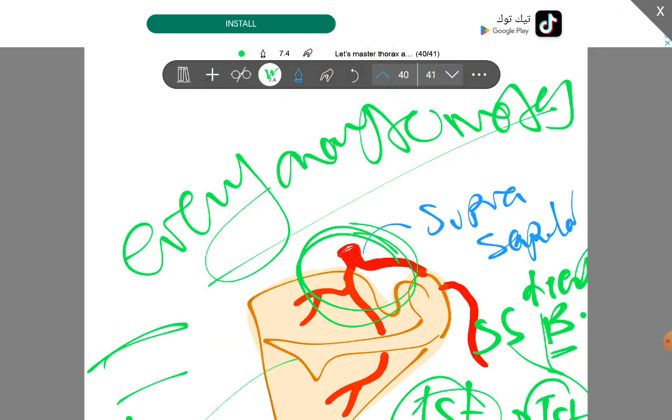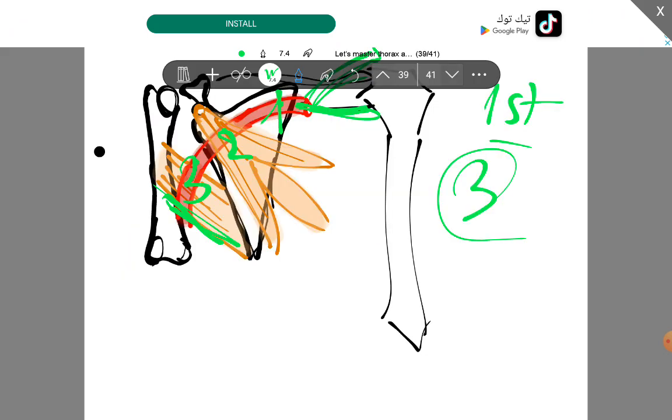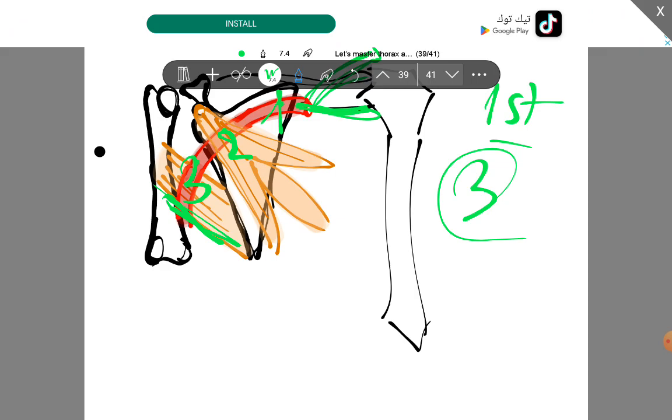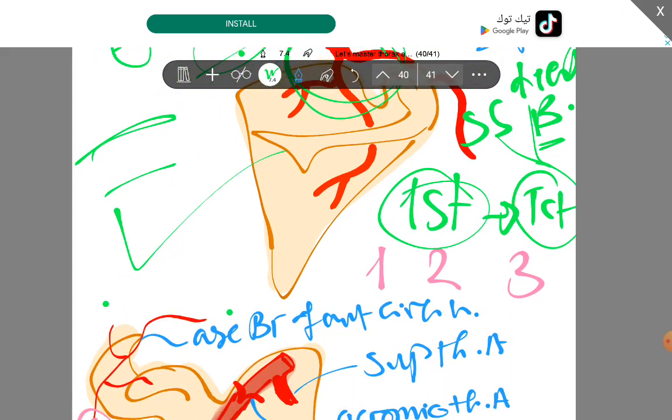So a quick review again. The axillary artery begins at the outer border of the first rib as a continuation of the subclavian, and then it's divided by the pectoralis minor into 3 parts. What are they? First, second, and third. You're smart. And it ends at the lower border of the teres major.